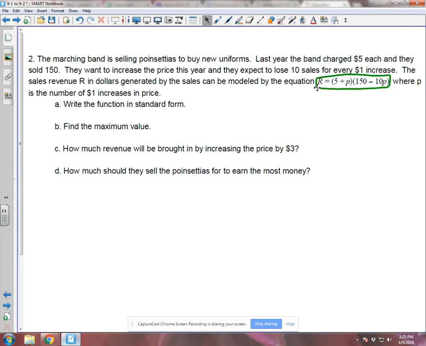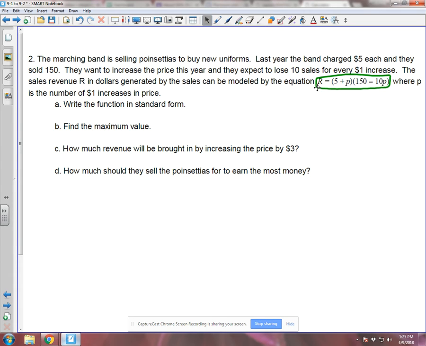And folks, this is R equals. If we are looking at this, what is the R representing? Nope. R is for revenue. Revenue is money, isn't it? And in this case, where that R is, wouldn't that be where the y normally is? Okay, what is the P representing? X, and what is the P representing up here? What's P stand for? Dollar increases in price. Good?